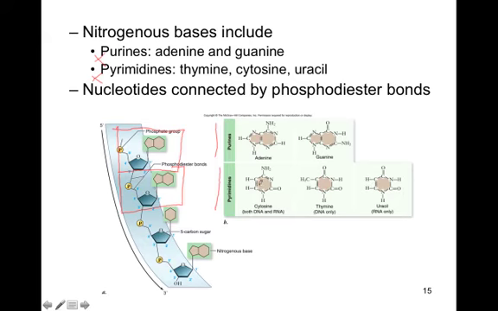Now, I remember this because the longer name has the smaller structure, as in pyrimidine is a longer word than purine, and there's just a 1-ring structure.